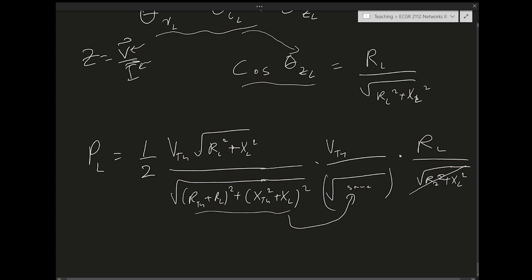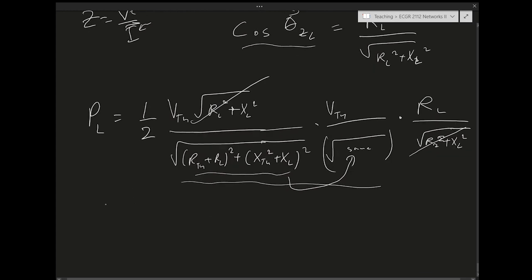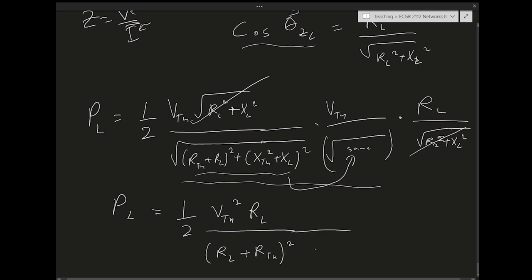So this is going to cancel with this. With those two terms, the square root is going to go away. I'm going to end up with PL equals half V Thevenin squared RL over RL plus R Thevenin squared plus XL plus X Thevenin squared.